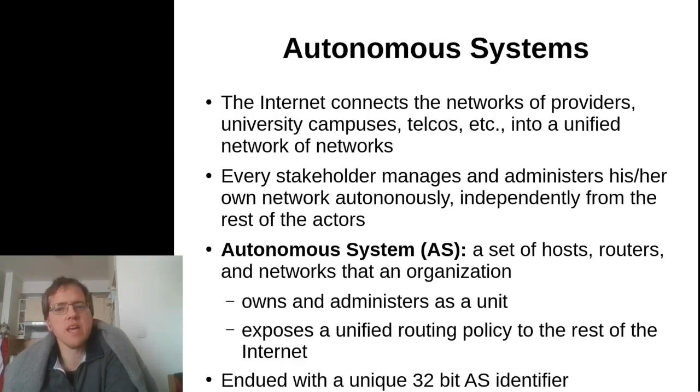And this is a collective name of all these different sorts of stakeholder networks, like service providers, universities, military, telcos, government networks, etc., which make up the internet. An autonomous system is basically a set of hosts and routers and networks that a particular organizational unit owns and administers as a unit. So this is the first part of the definition. And the second part of the definition is that an autonomous system must also be something which exposes a unified routing policy to the rest of the internet.